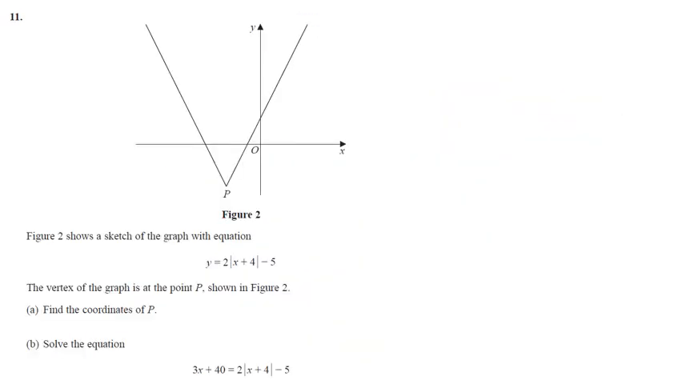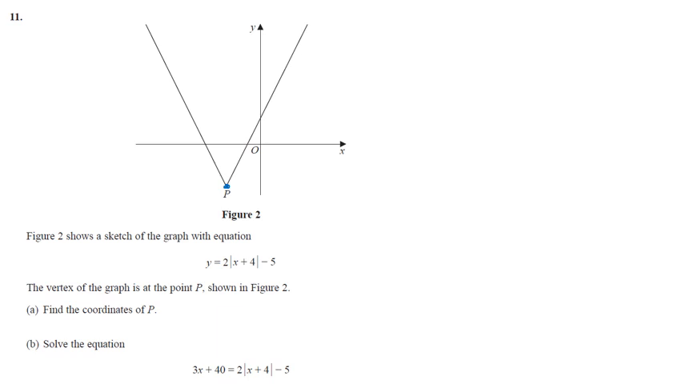Okay, the next one is a question that involves the modulus function. So we've got a sketch of the graph y = 2|x + 4| - 5, and we're told that the vertex of the graph is here. Now at the vertex, the modulus, whether positive or negative, gives the same value.